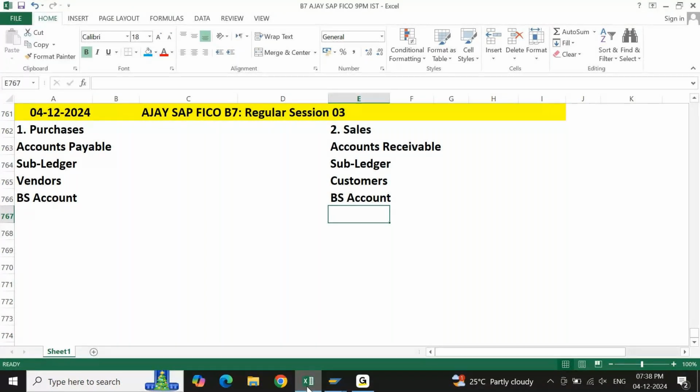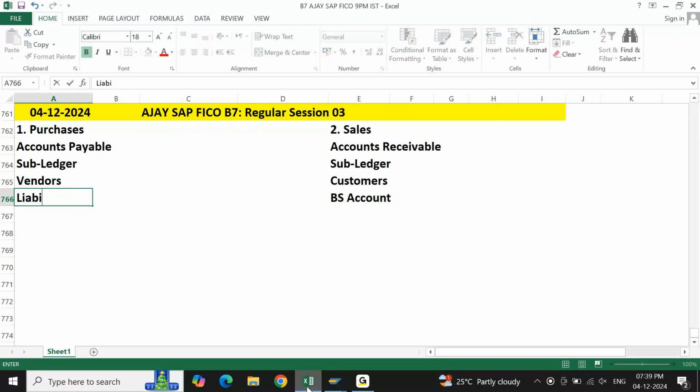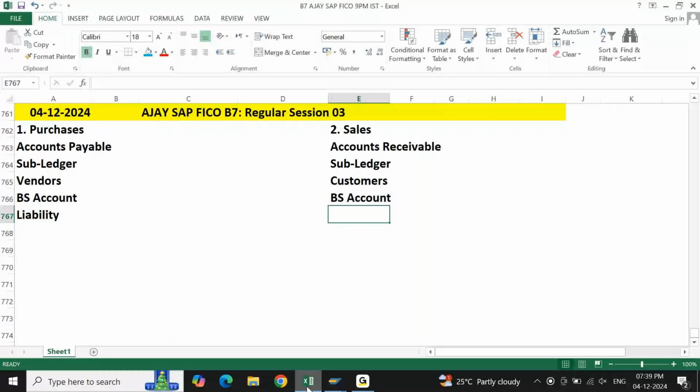Accounts payable is a balance sheet account. Accounts receivable is also a balance sheet account. But yesterday we understood that in the balance sheet there are two categories. What are those two? Assets and liabilities. This vendor is a balance sheet account. In the balance sheet, is it asset or liability? Liability. Vendor is a liability. Similarly, customer is an asset.